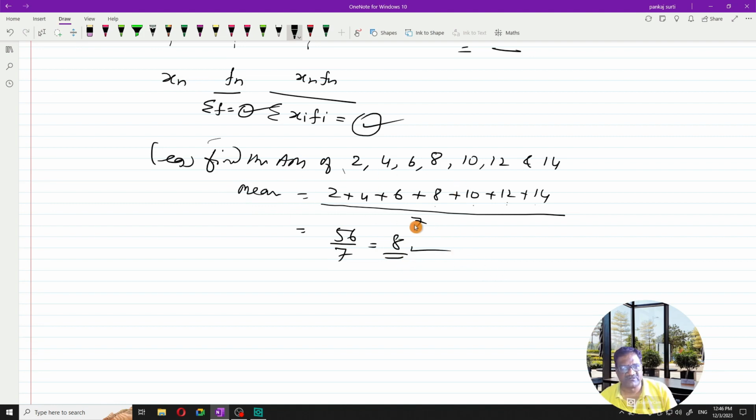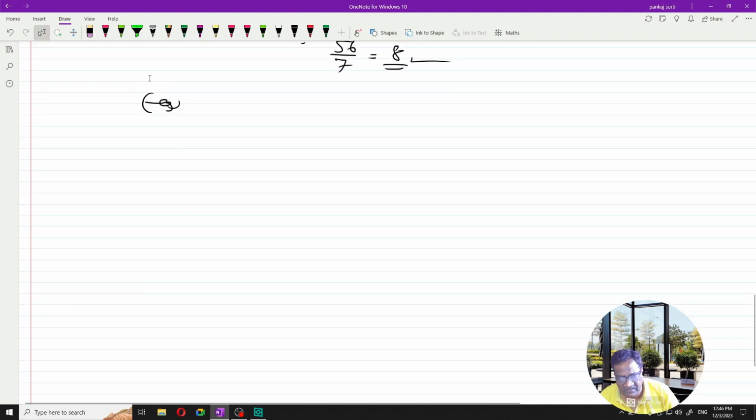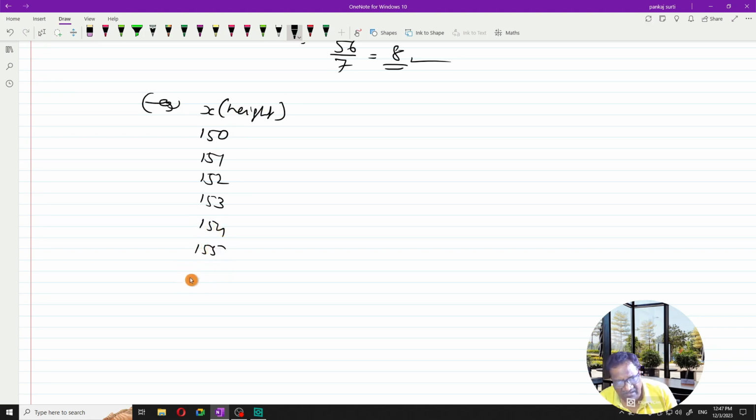There was no frequency involved, isn't it? And where there's frequency involved, I'll give you one example of that also. Suppose you have a variate, say x, and its values are given to you as 150, 151, 152, 153, 154, 155. Suppose these are the heights of some students. These are the variates.